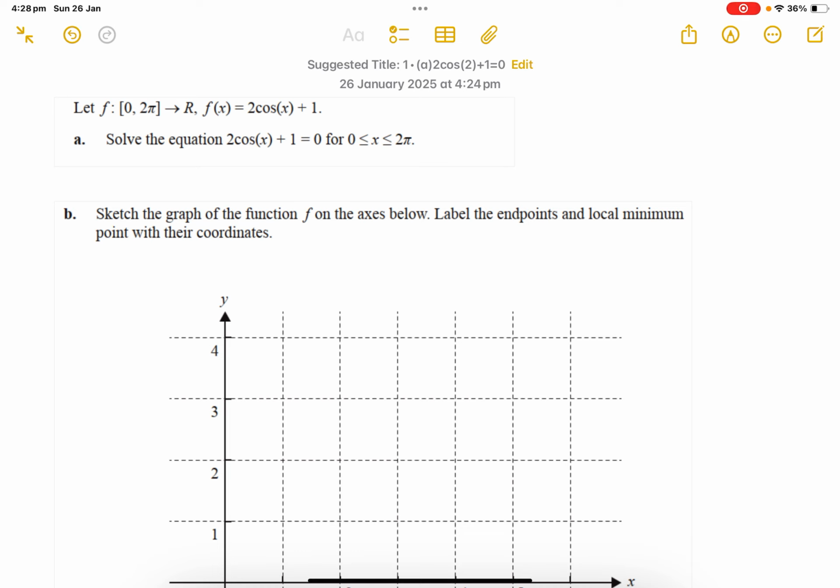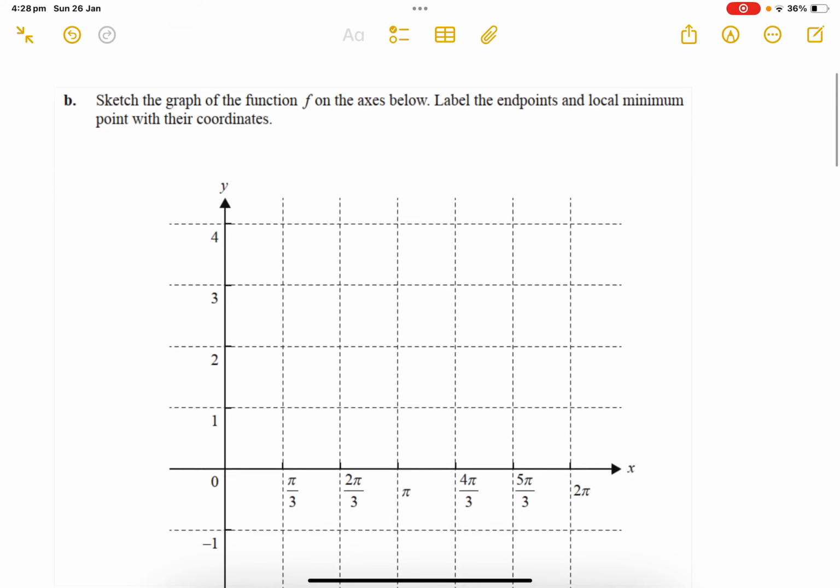Past question on solving a trigonometry equation. The question: f(x) equals 2 cos x plus 1. Solve the equation 2 cos x plus 1 equals 0, with x between 0 and 2 pi. So find the solutions between 0 and 2 pi for x.